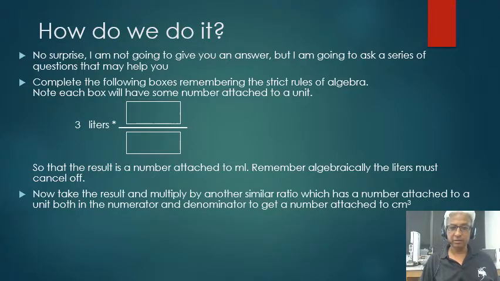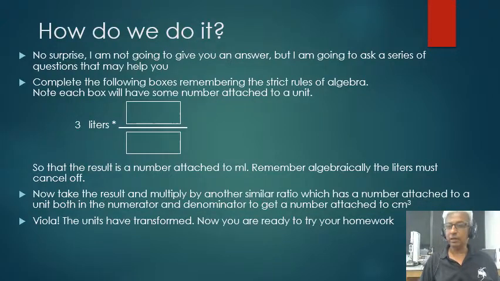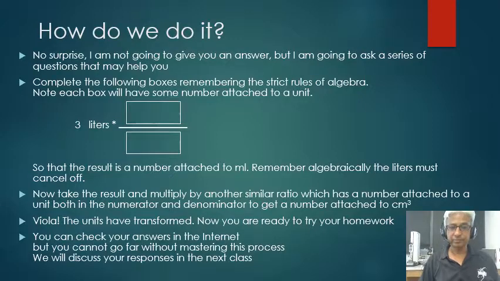Now take the result and then multiply by another similar ratio, which has a number attached to a unit both in the numerator and denominator, to get finally a number attached to centimeter cubed. Voila! The unit has transformed. Now you are ready to try your homework. You can check your answer on the internet, but you cannot go far without mastering this process. Anyhow, we will discuss your responses in the next class.